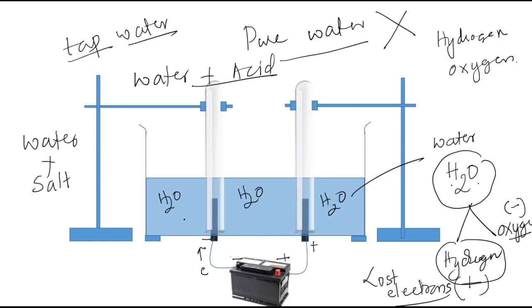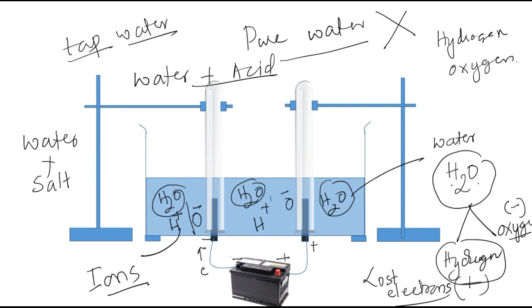So what happens here? The moment H and O are separated, H is plus, O is minus, right? So you will find many H plus and many O minus. All these neutral molecules will split into charged atoms which are called ions, right? So now H plus is an ion, O minus is an ion.